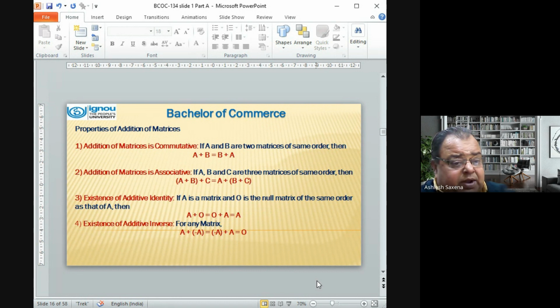The fourth property is existence of additive inverse. If you have a matrix A, its additive inverse will be minus A. When you add them, A plus minus A will be 0. And if you have a matrix minus A, its additive inverse will be plus A. Again, when you add, you will get 0.